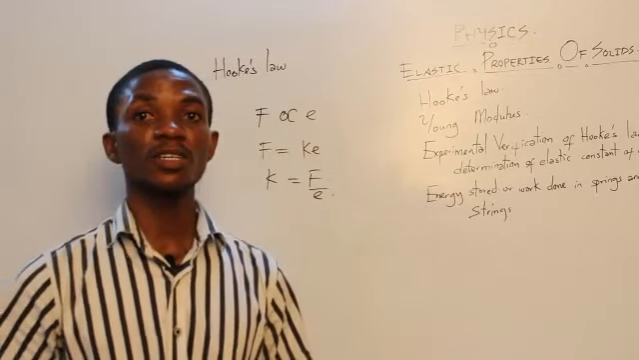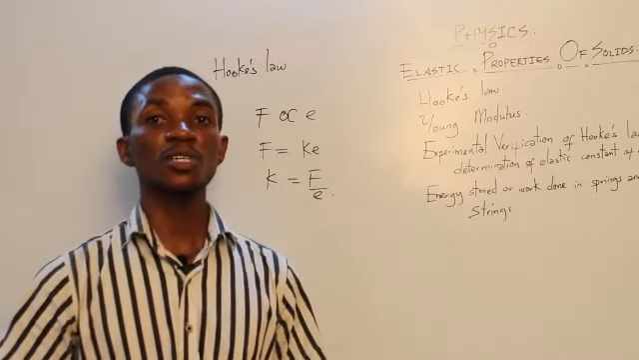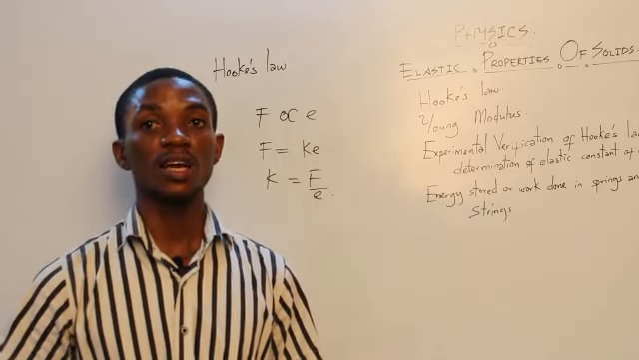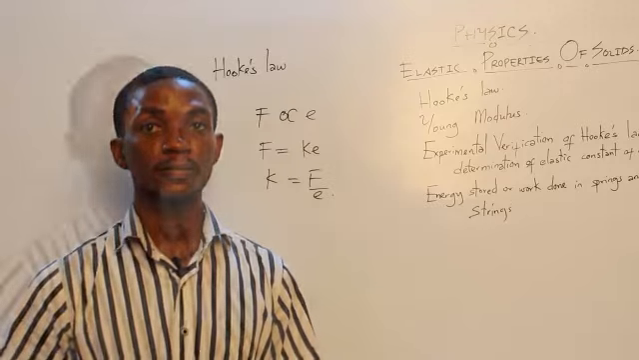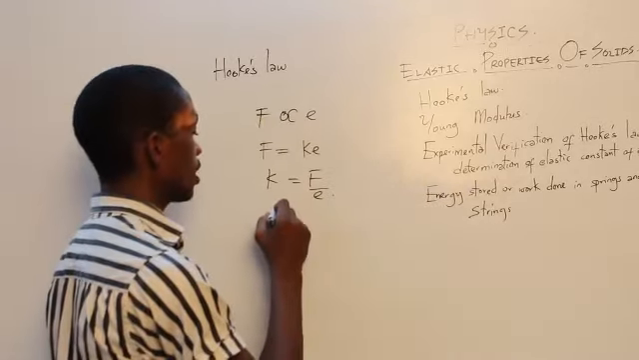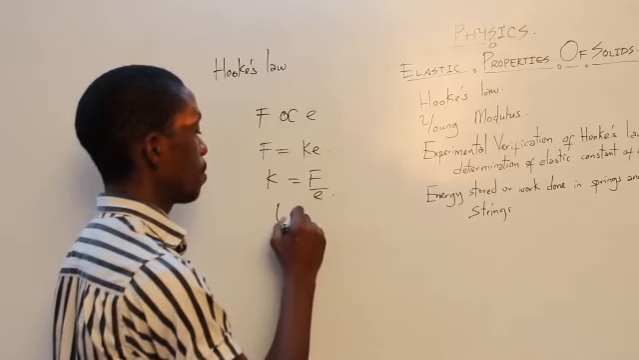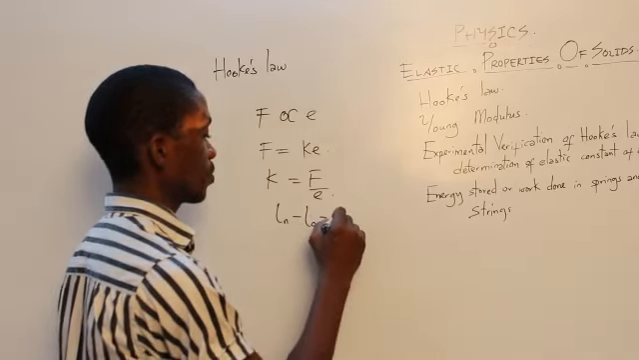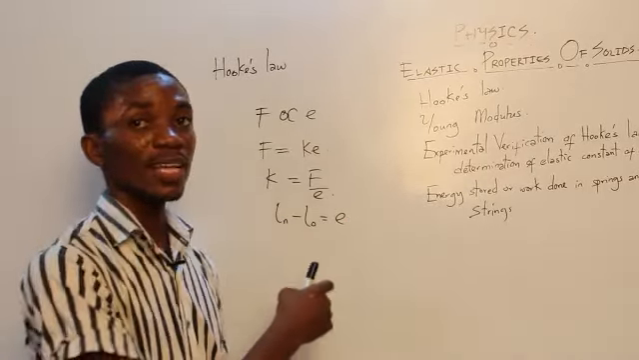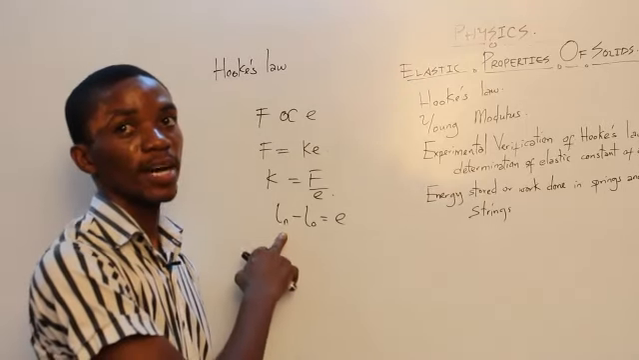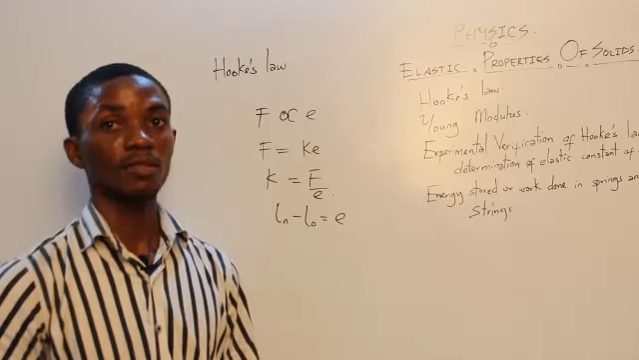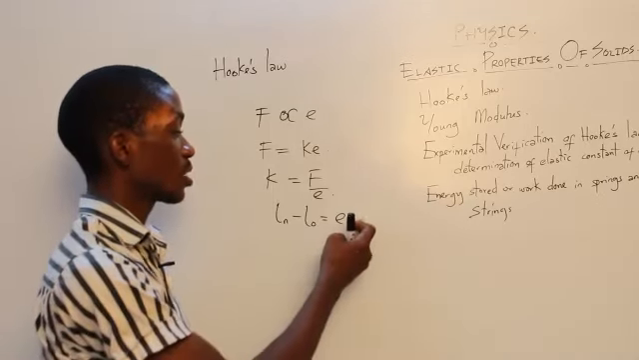Now this stiffness of the spring controls the chances of the spring returning back to its original state when it is extended. E can be calculated as the new length minus the old length. So the length after the weight has been applied, and the length before the weight or force has been applied. That's what gives us our E.